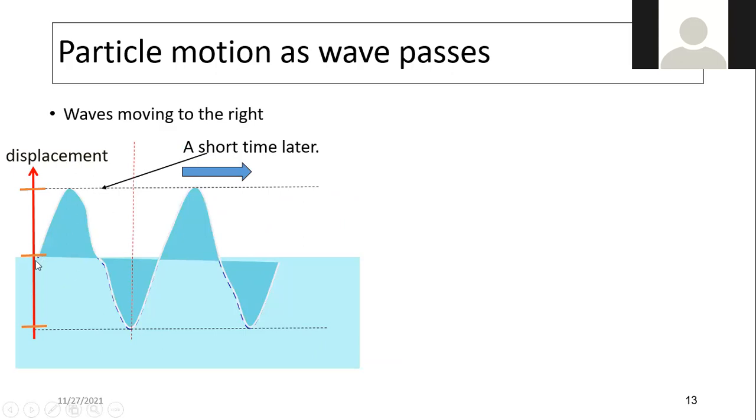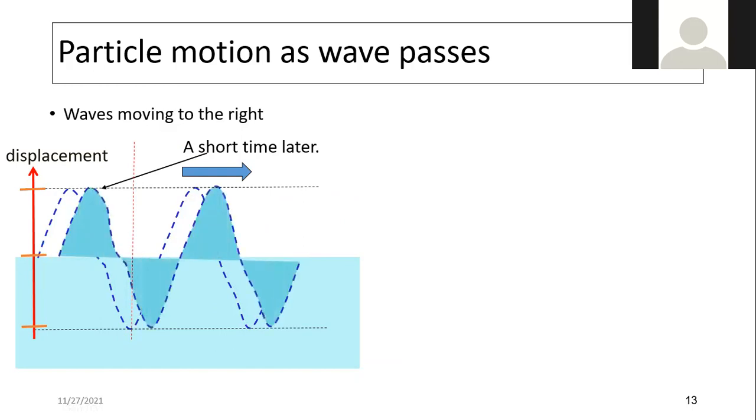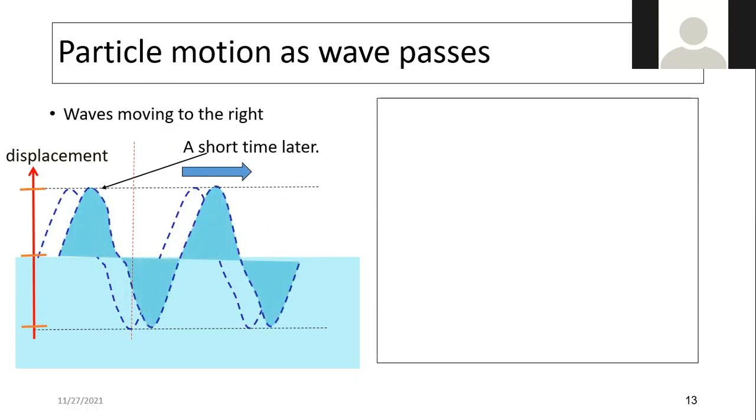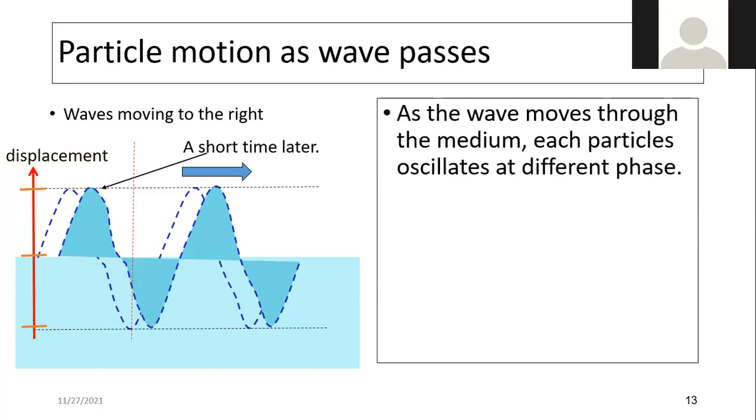Okay, so this is just to illustrate to you. This is a displacement. This is a distance x. This is your water, the surface of water. As the wave passes through, there's the original position, and you move to the next position. So as the wave moves through the medium, each particle oscillates at a different phase.